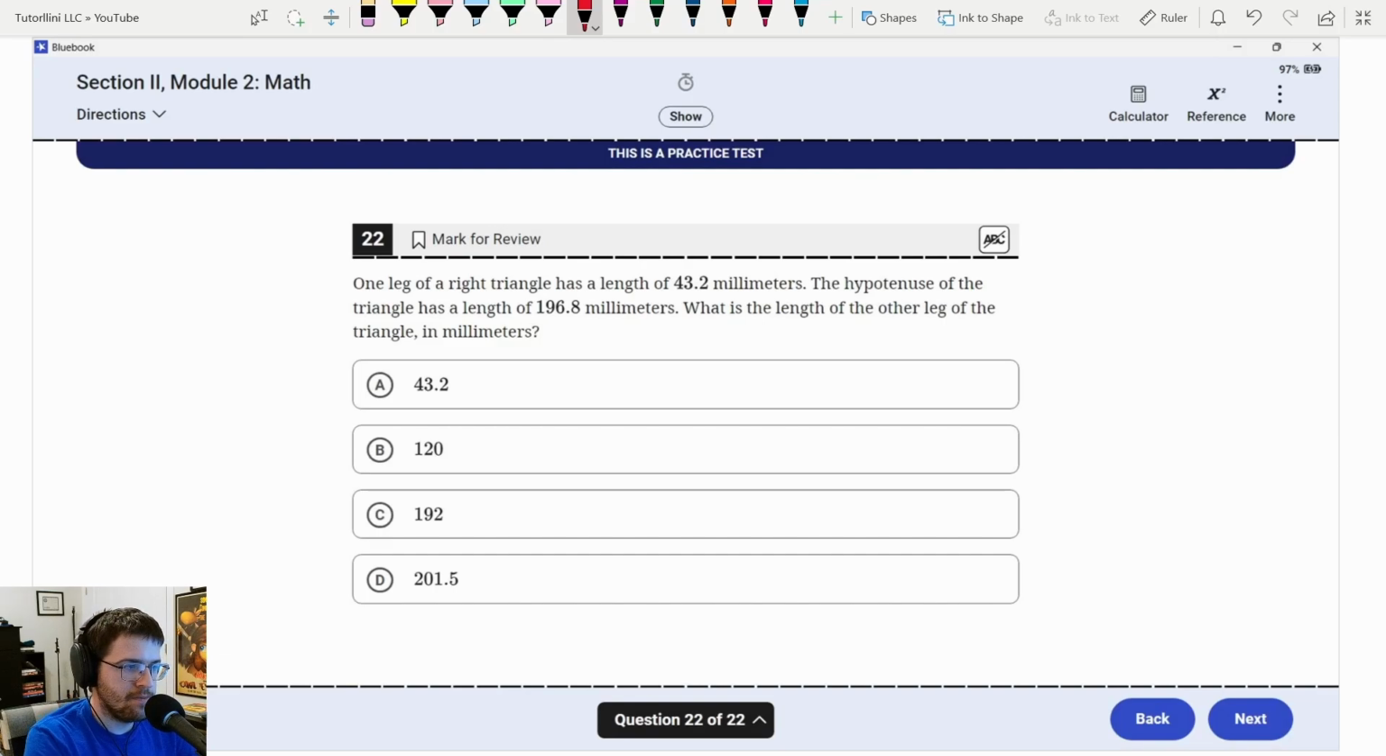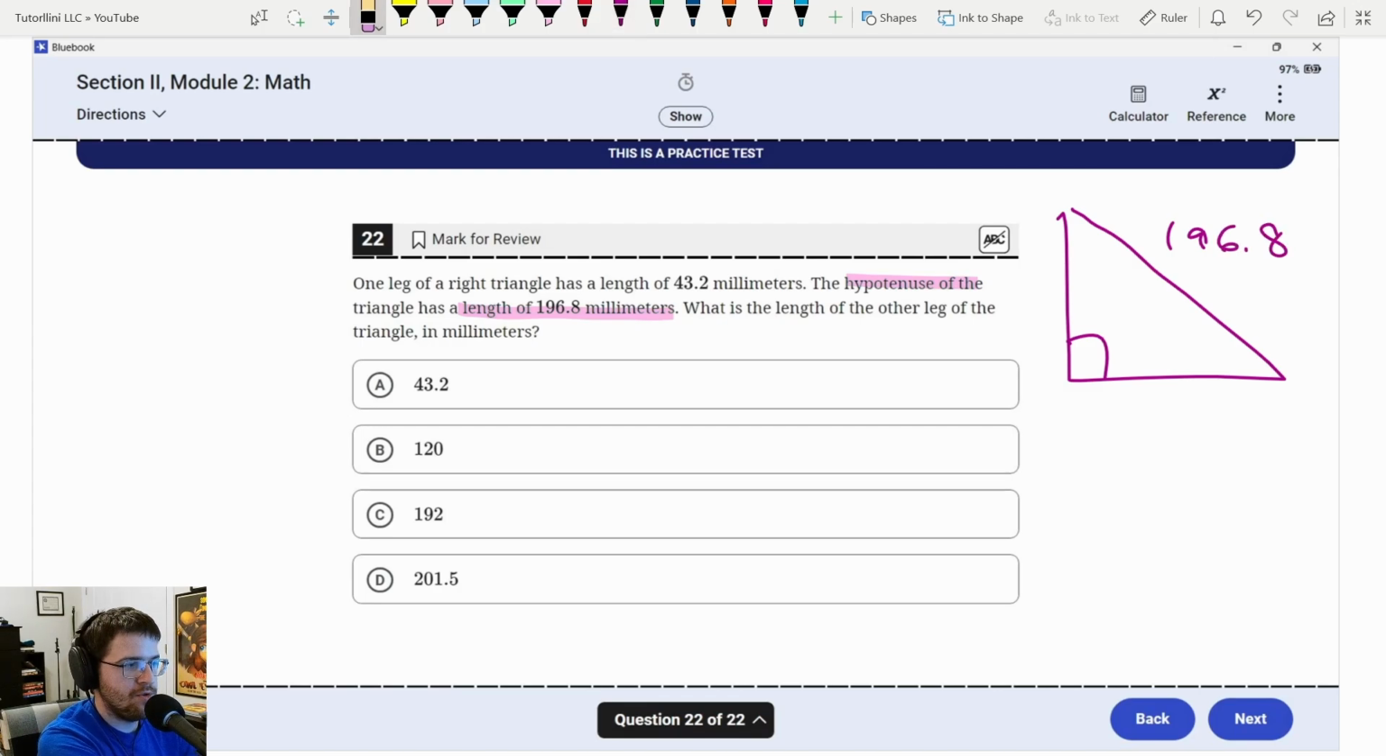Okay, question 22. It's talking about a right triangle, so I'm going to draw a right triangle. It says the hypotenuse, that's the side across from the right angle, has a length of 196.8. So I'll put that here. And then one of the legs, so that's these 2 sides down here, the sides that are not the hypotenuse, is 43.2. So I'll call this one 43.2, and the one we're trying to find x.